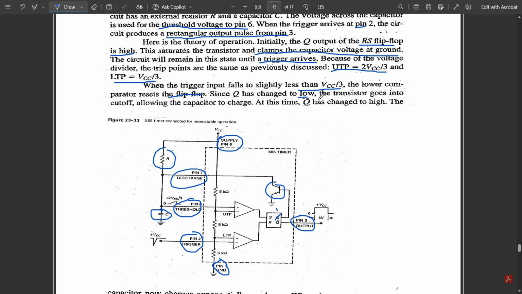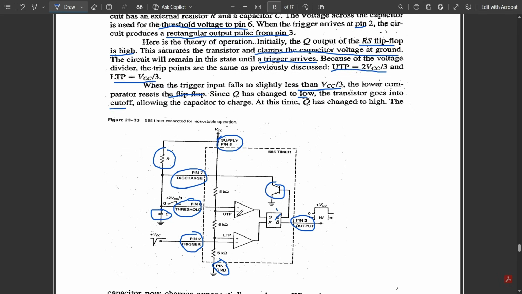Then the transistor goes to the cutoff state. Okay, it won't be in the saturated state now. It would be going towards the cutoff state, which allows the capacitor to charge. So see, initially when it was in the saturated state, this capacitor was grounded, right? Now because this is in the cutoff state, it won't be passing any current through it, and this would be slowly charging now, and it would be producing the threshold.